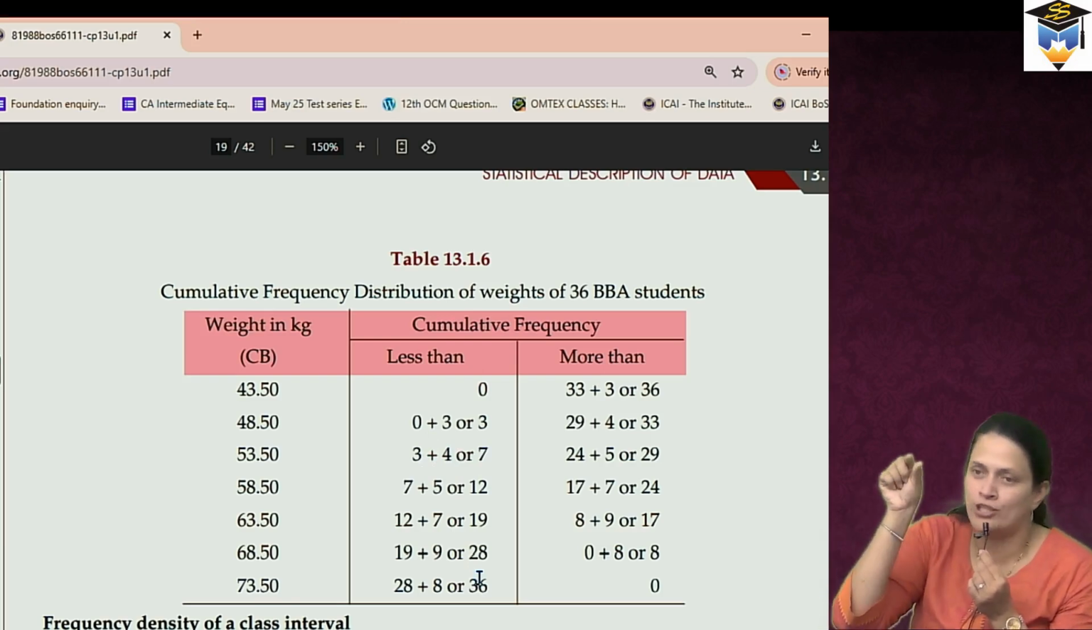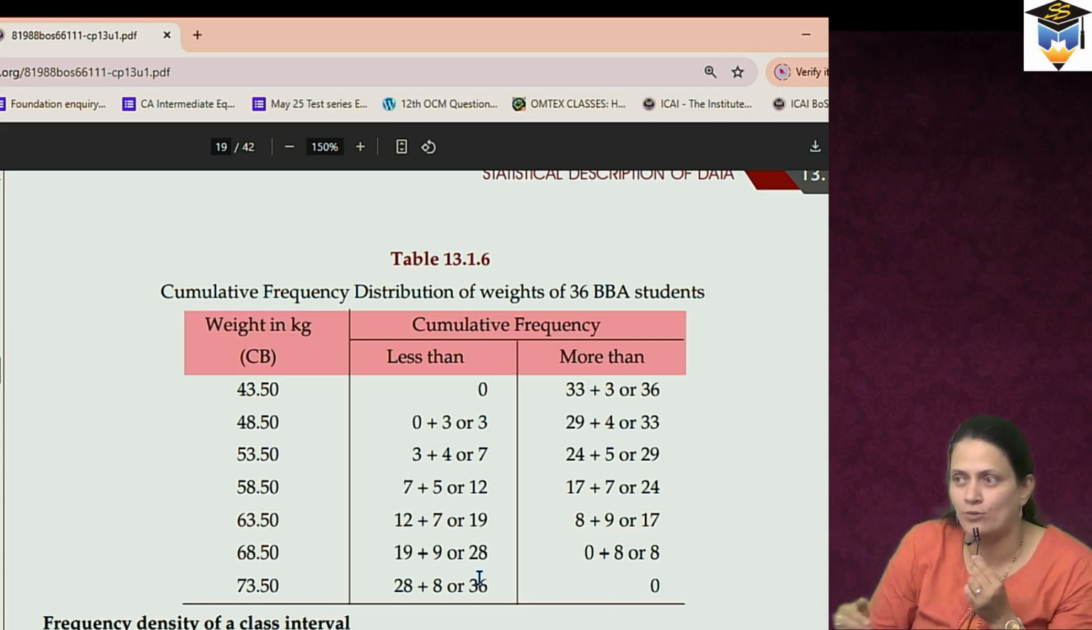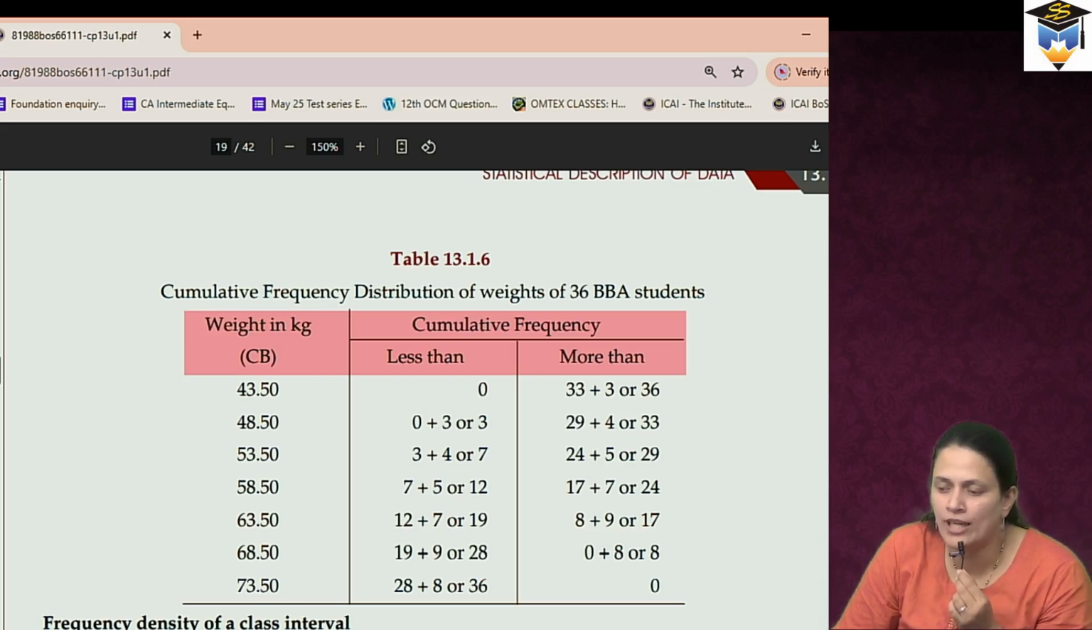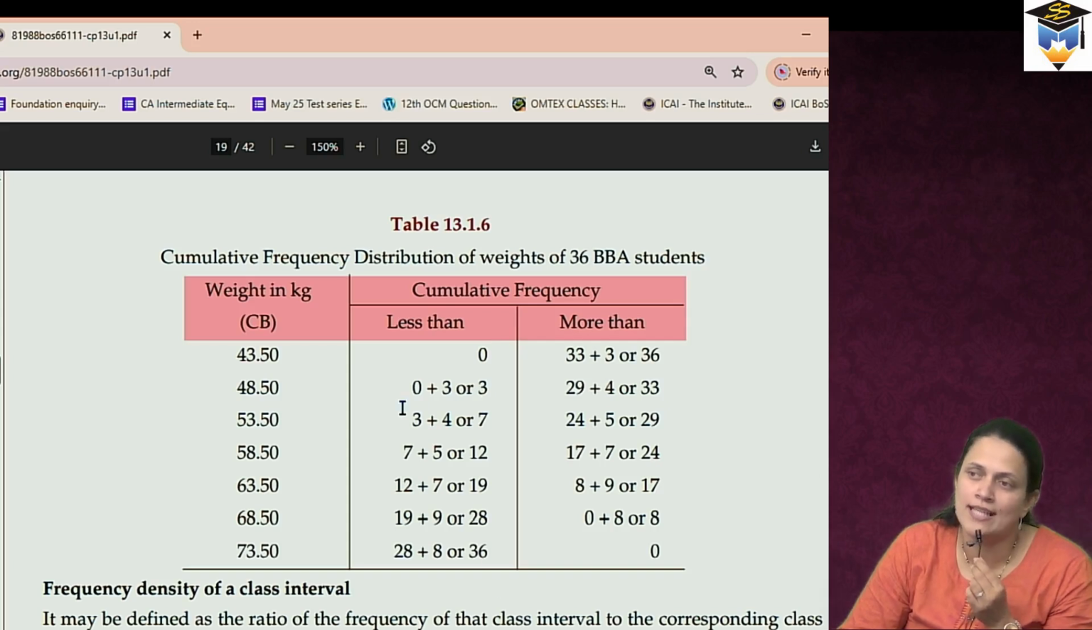So take the original value, add it to the next value, then take it as the original value, add it to the next value, and so on. So in this way you will get the cumulative frequency. Everybody has understood how the cumulative frequency is calculated?